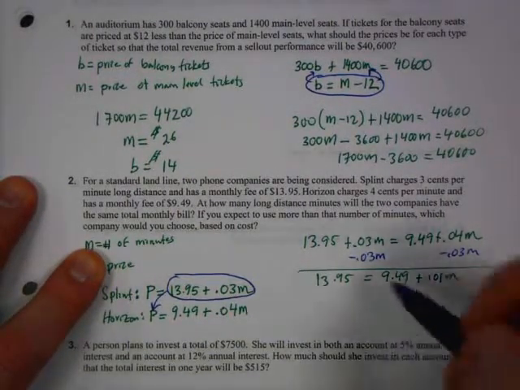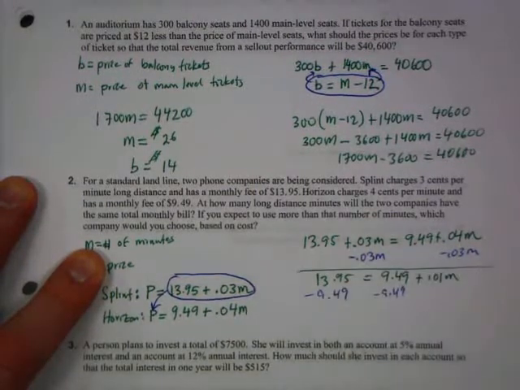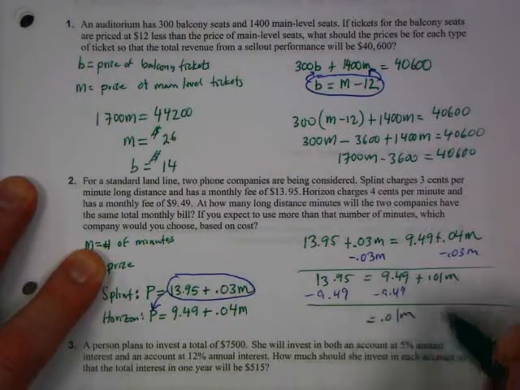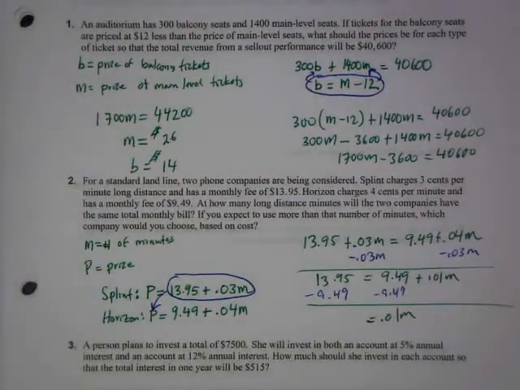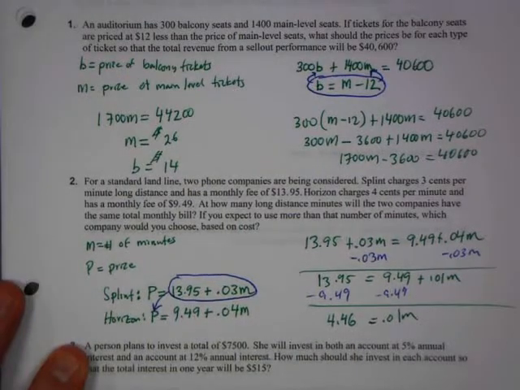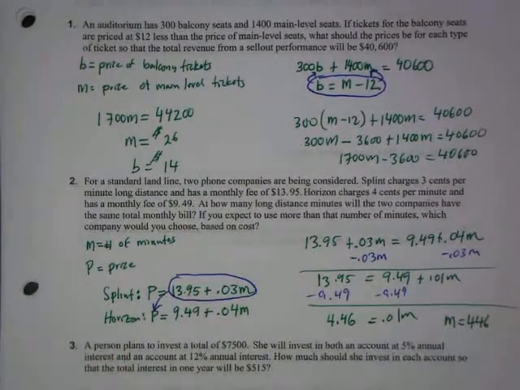Subtract the 9.49. $13.95 minus 9.49 is $4.46. I divide both sides by 0.01. I get M is 446 minutes.